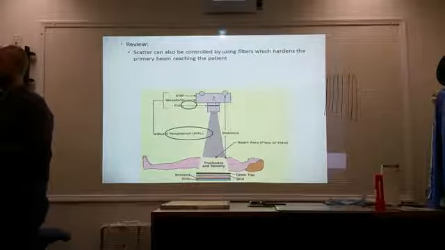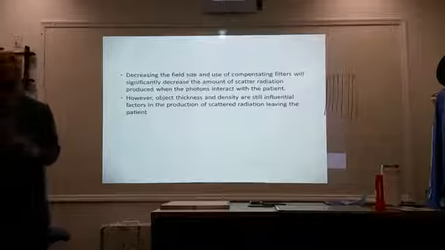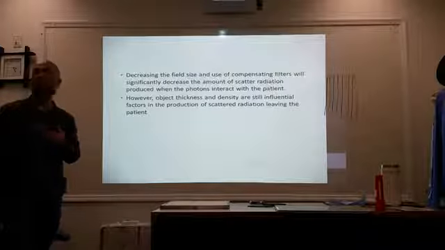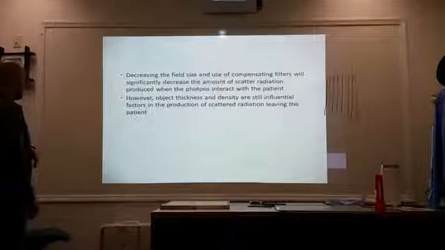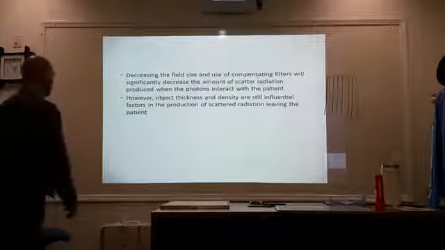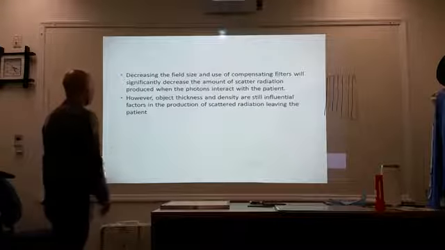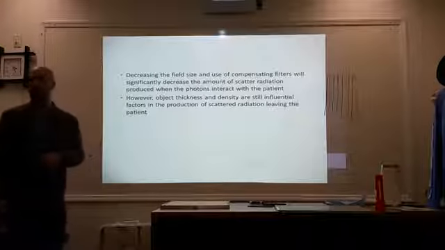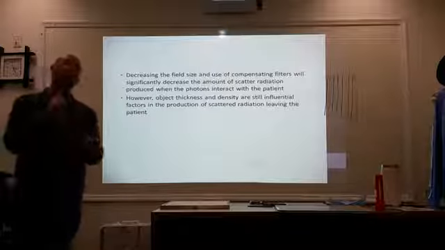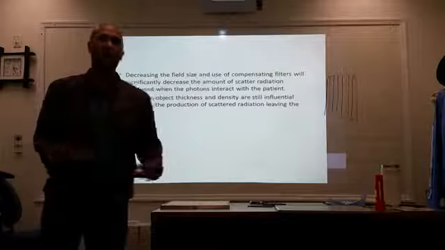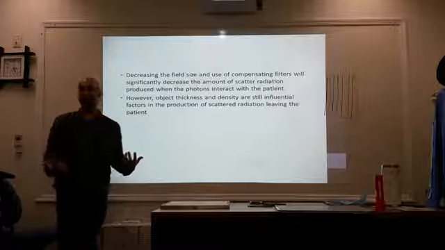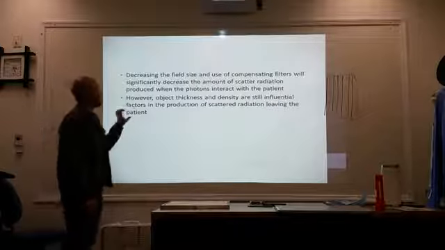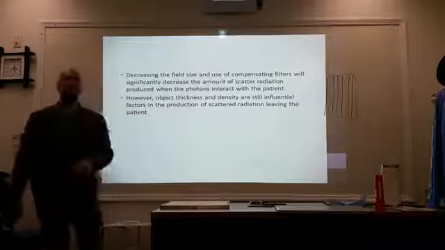It's going to happen. Okay, so what we want to do is clean out the scatter radiation before it reaches the film. So decreasing the field size and using filters will significantly decrease the amount of scatter radiation produced when photons interact with the patient. However, due to the patient's size and their composition, we have no control over that. Okay, so we are going to implement what's known as a grid.